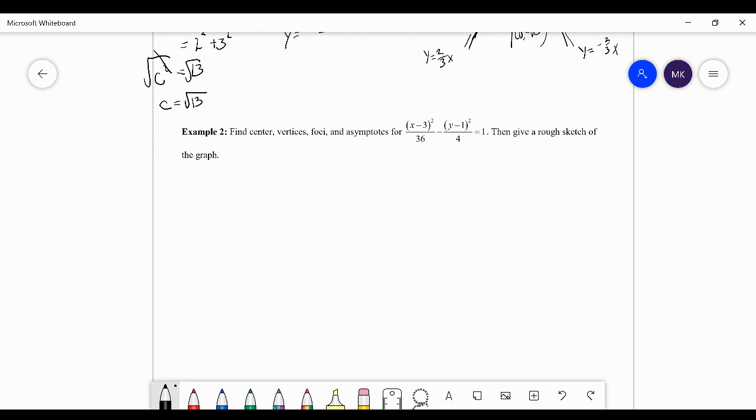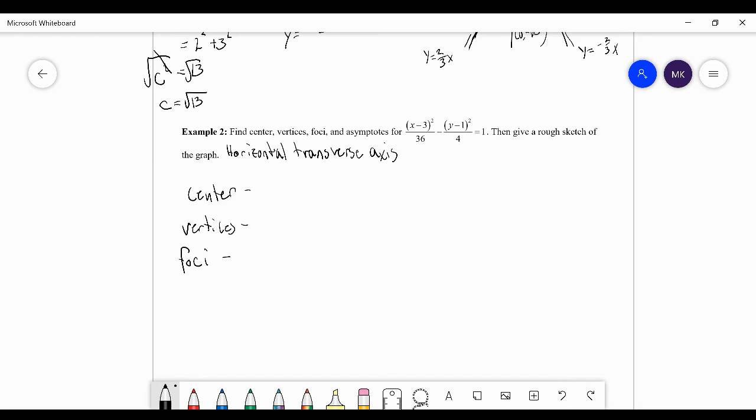We're doing the exact same thing. The difference here is, just looking at this right away, I see that my center is not going to be at 0, 0. I see I have the x term first. We're subtracting the y term. So that means that this is going to be a horizontal transverse axis. Okay, so I have my center, my vertices, my foci, and then our asymptotes, but I'm going to leave that because I want to get some room.